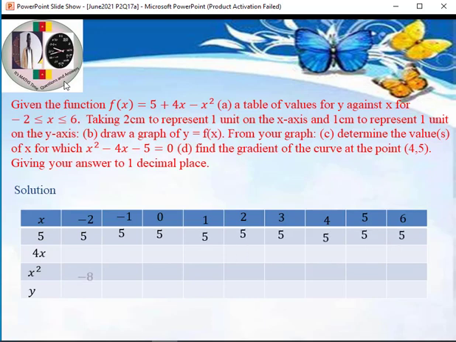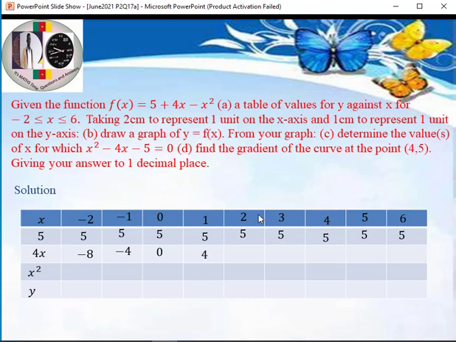So we'll have 5 there all through. Now the value for 4x. If x is minus 2, what will be 4x? 4x will be 4 times minus 2, which is minus 8. If x is minus 1, 4x will be 4 times minus 1, which is minus 4. If x is 0, 4x will be 4 times 0, which is 0. If x is 1, 4x will be 4.